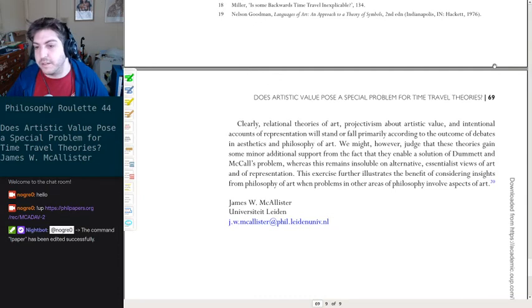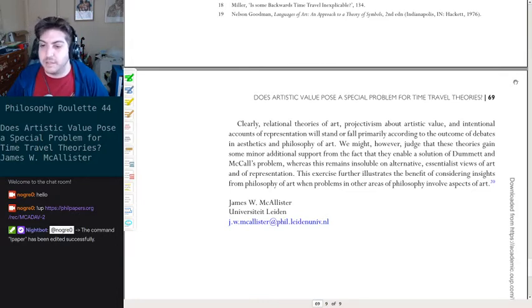Clearly, relational theories of art, projectivism about artistic value, and intentional accounts of representation will stand or fall primarily according to the outcome of debates in aesthetics and philosophy of art. We might, however, judge that these theories gain some minor additional support from the fact that they enable a solution to Dummett and McCall's problem, whereas this remains insoluble on alternative essentialist views of art and representation.